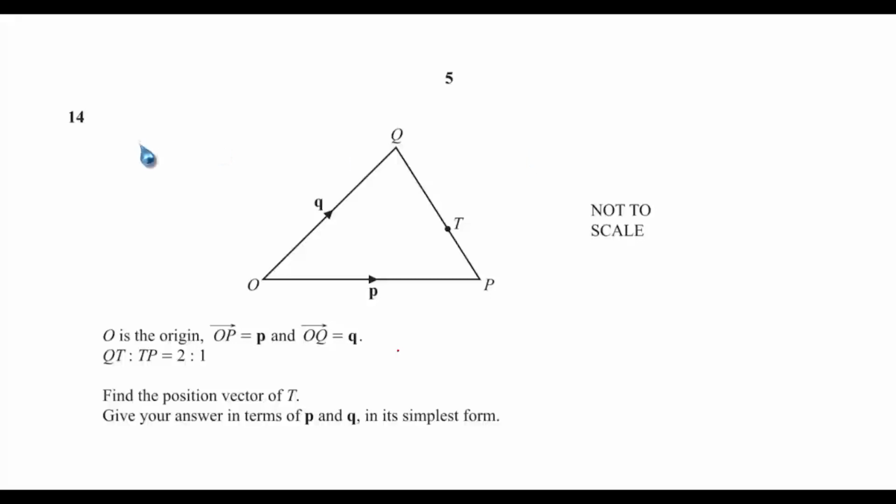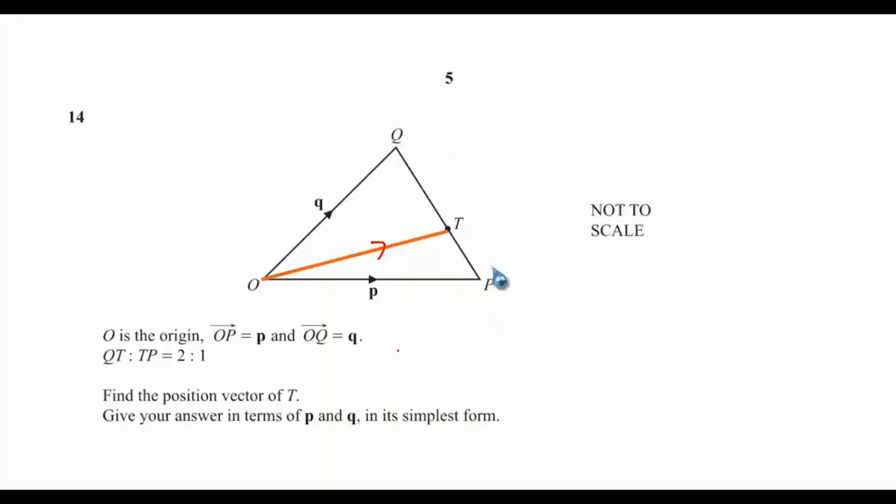Question 14 of paper 058023 May June 2018. O is the origin. Vector OP is equal to P. Vector OQ is equal to Q. QT to TP is in the ratio 2:1. So find the position vector of T. The position vector of T will be from here to this place, and the direction will be this.